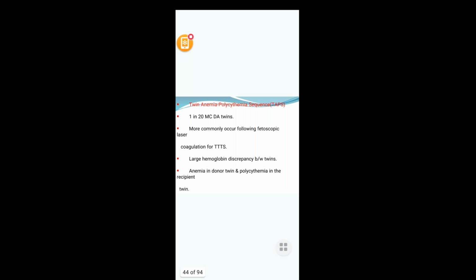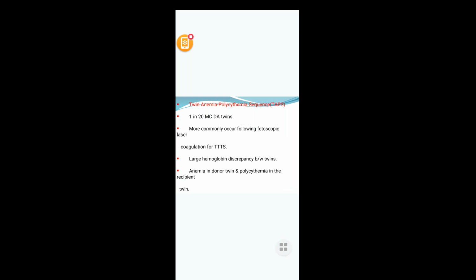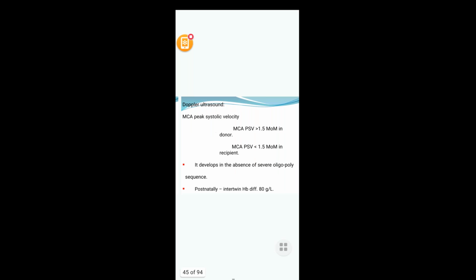The other is twin anemia polycythemia sequence. This is usually seen in monochorionic diamniotic twins. It more commonly occurs after fetoscopic laser coagulation of twin to twin transfusion syndrome. A large hemoglobin discrepancy will be seen between the two twins: anemia in the donor twin and polycythemia in the recipient twin. Doppler ultrasound will give you the diagnosis of TAPS, that is, the mid-cerebral artery peak systolic velocity will be increased. It develops in the absence of severe oligo-polyhydramnios sequence. Postnatally, the intertwin hemoglobin difference will be 80 grams per liter.